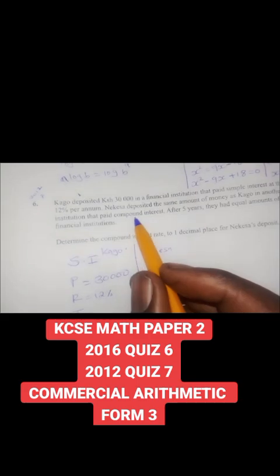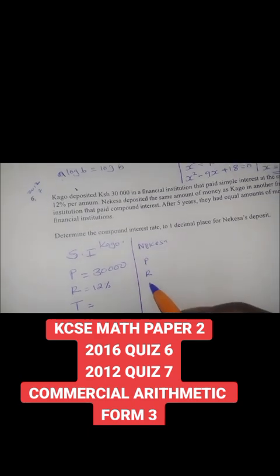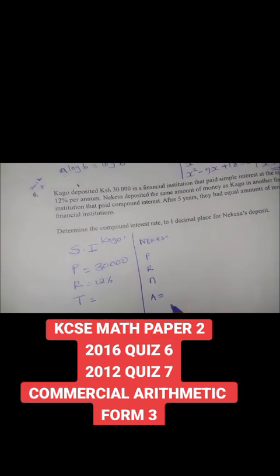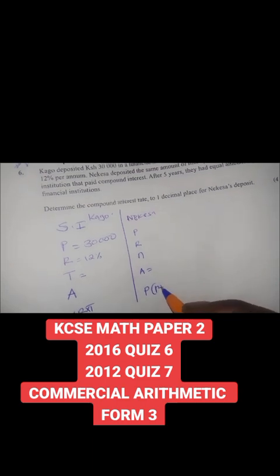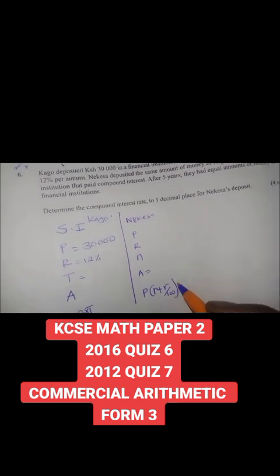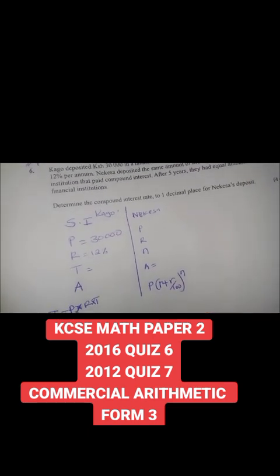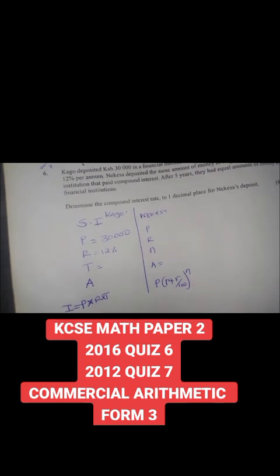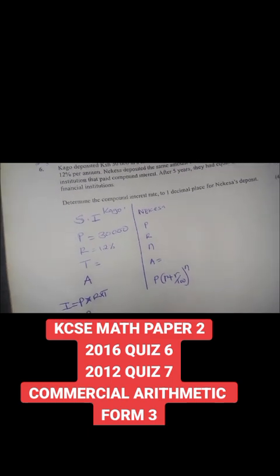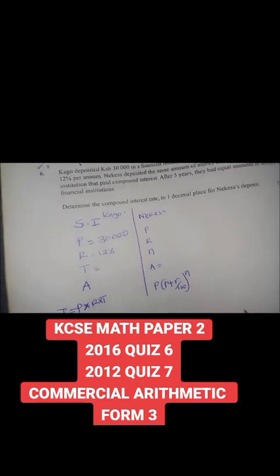Nekesa deposited the same amount in a financial institution that paid a compound interest. So under compound interest also we have principal, rate, but time we use N. So by doing that, we are going to find amount. And for this case, we know the formula, it is P into 1 plus R over 100 power N. So these are the differences in the formula. However, if I found the interest in simple interest, then to find amount, I will say amount is equal to principal plus interest. That is the difference.